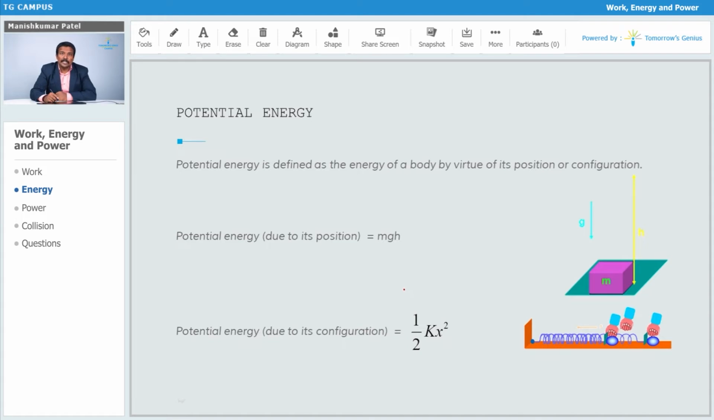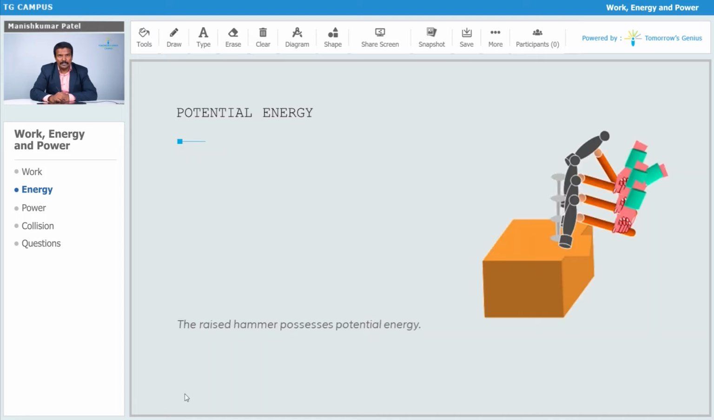This is again the potential energy due to the spring. In the case of a spring, the potential energy is given by the equation half kx square, where x is the displacement of the spring and k is the spring constant.